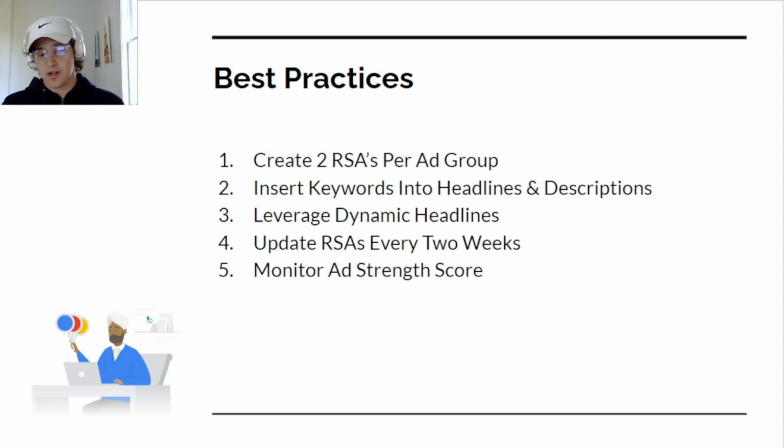Number 4, update your RSAs every 2 weeks. If you have one RSA that's just really performing well, let that one run, but often there'll be one that gets fatigued or doesn't perform the way that you want. And then that fifth piece is going to be monitor your ad strength score. So in Google Ads, one of the columns in your RSAs and in your ad section is going to be ad strength. So monitor that score. I have seen sometimes it's strong and then it decreases because you pause a keyword or add a few keywords, right? So make sure you're always monitoring that week to week.